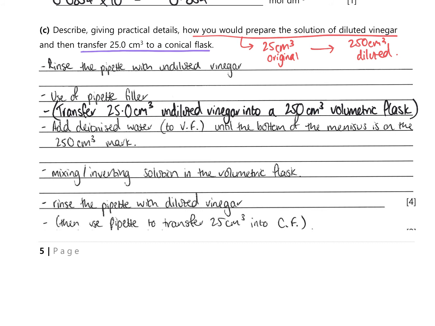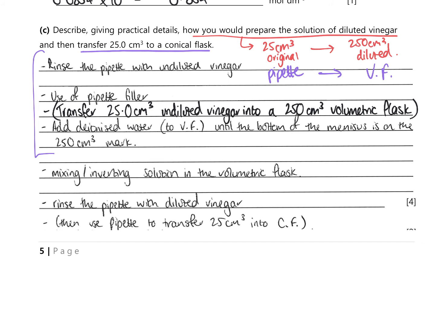Well, first of all, the mark in the mark scheme was for rinsing the pipette with undiluted vinegar. Anything you use a pipette for, you've got to rinse it. So you can see that's significant in this mark scheme. It's worth 2 of our overall marks. So remember, we're going to use a pipette to get accurately 25.0 centimetres cubed of our original solution, and we're going to then put that into a volumetric flask. So that essentially covers the first few points in the mark scheme.